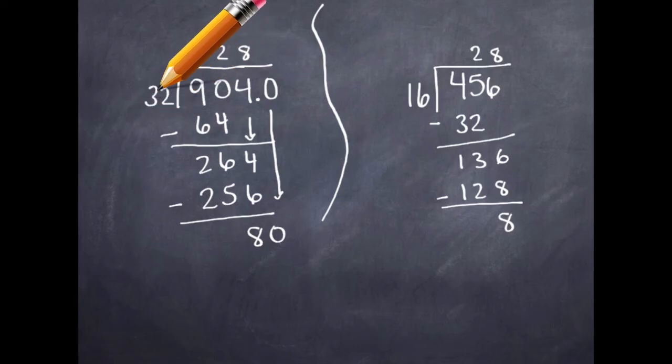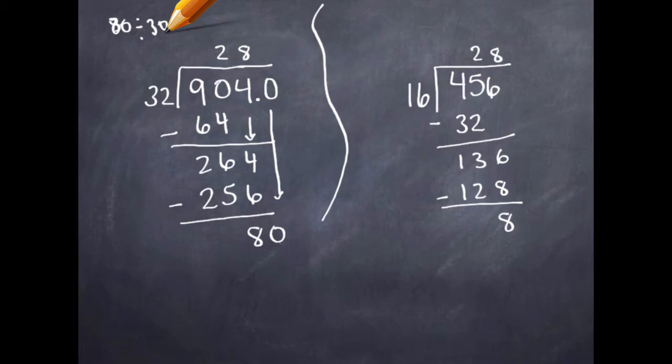And now I can see, can I get groups of 32 out of those 80 tenths? So let's think about this for a second. Let's estimate. I'm going to round 32 to 30, so we'll say 80 divided by 30. If I counted by 30, it'll be 30, 60, 90. So 3 would be too much, but I think it'll be about 2 times, right?